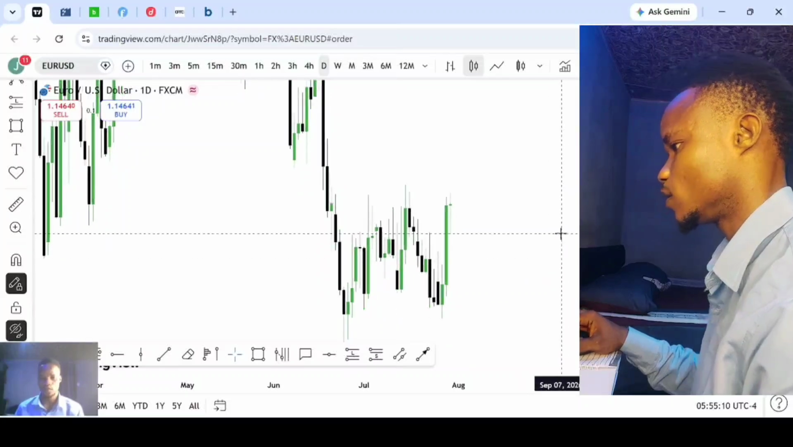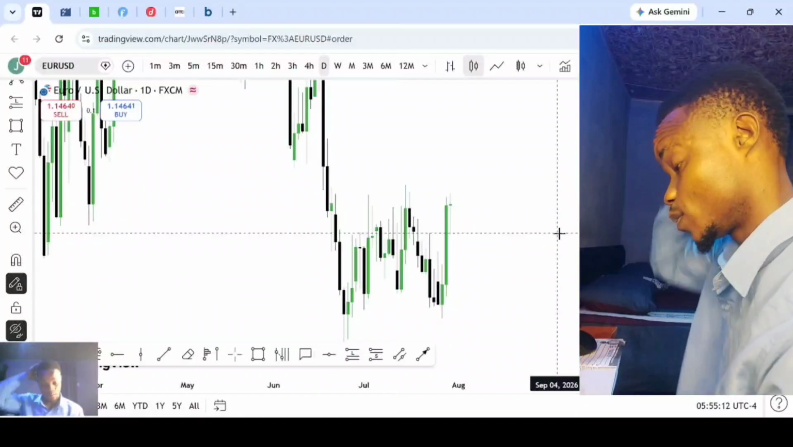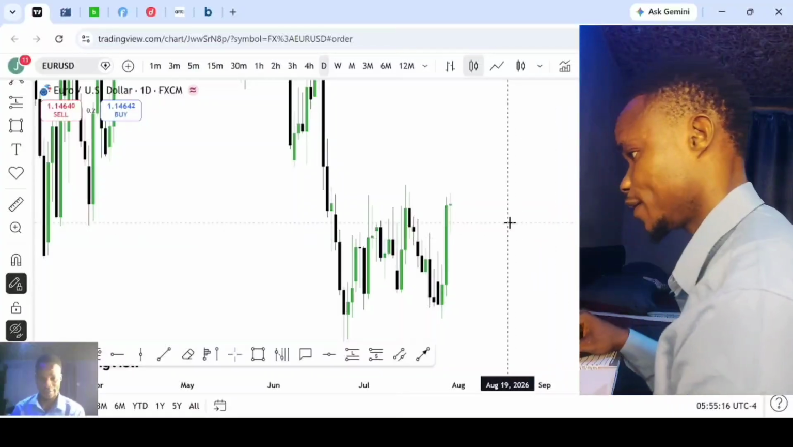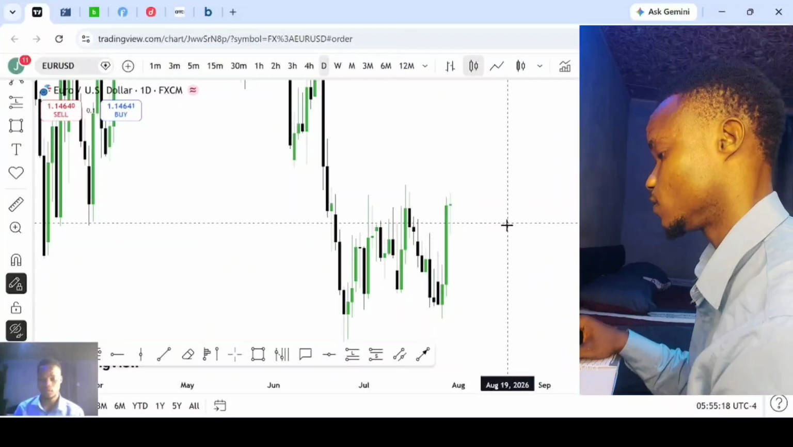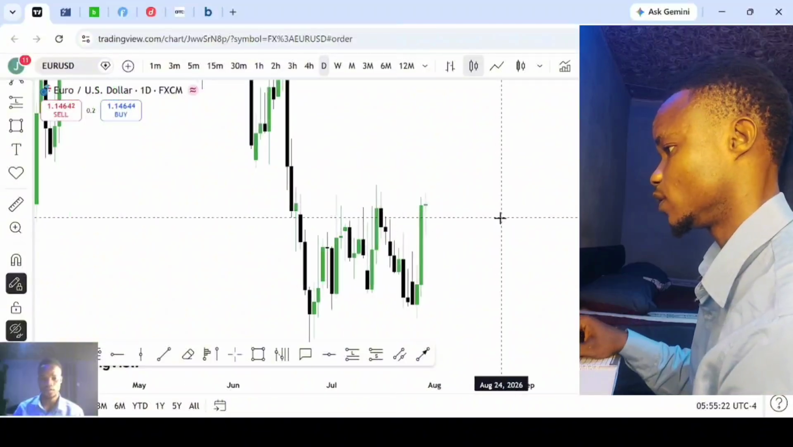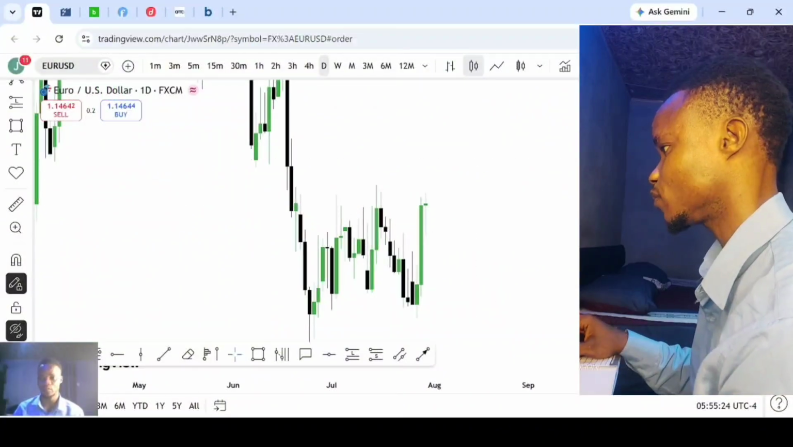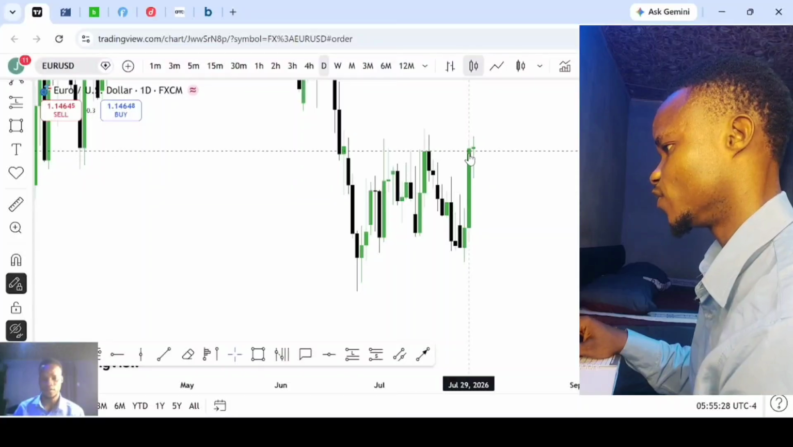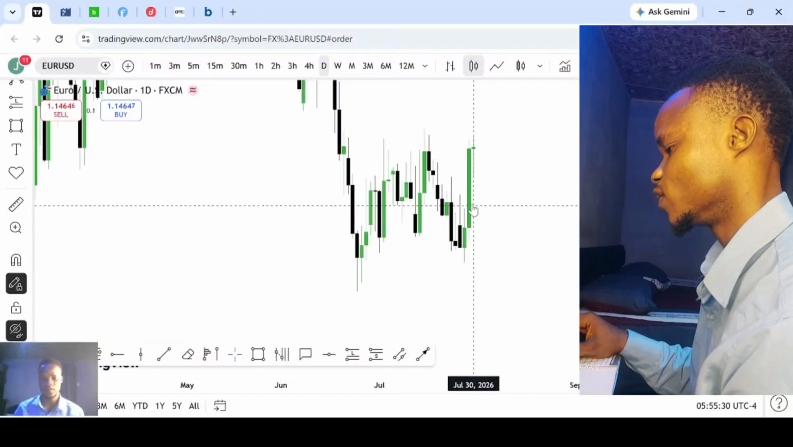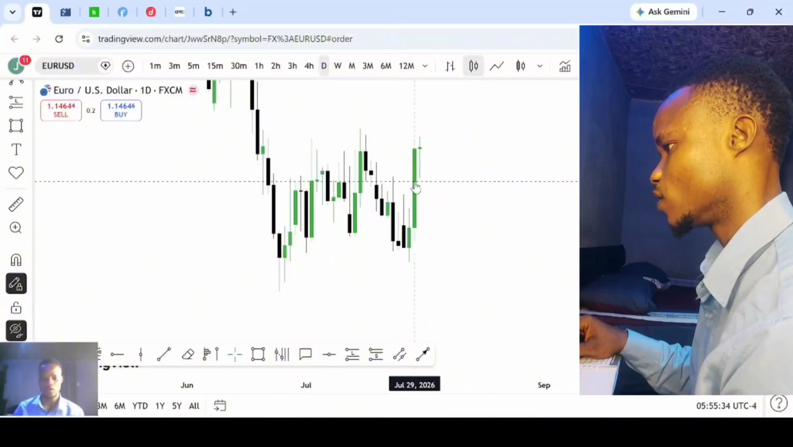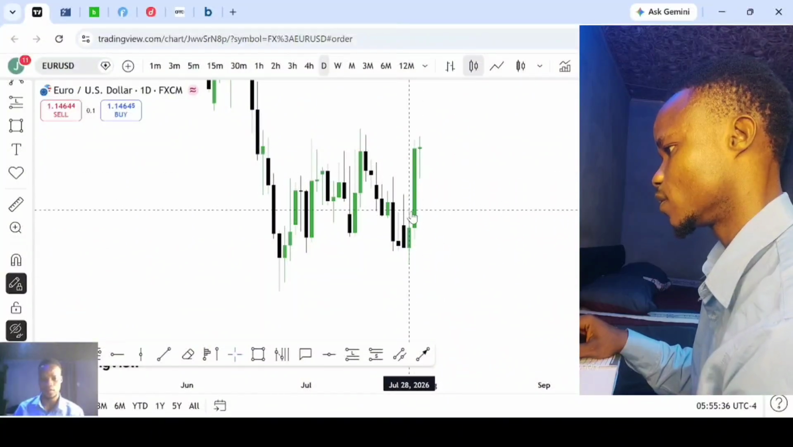Quickly, I want to show my setup for the day for EUR/USD London session. So this is my setup for the day. We have this green movement yesterday. This is the green movement we had yesterday. I want to see the continuation of this massive movement.